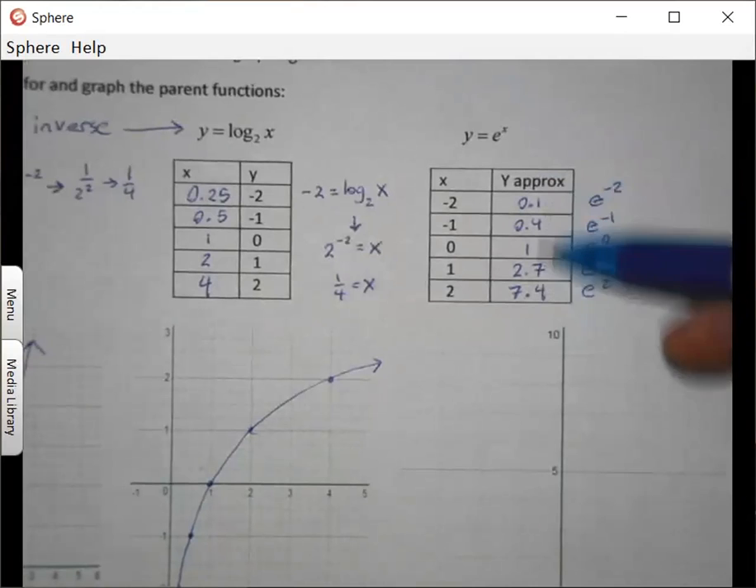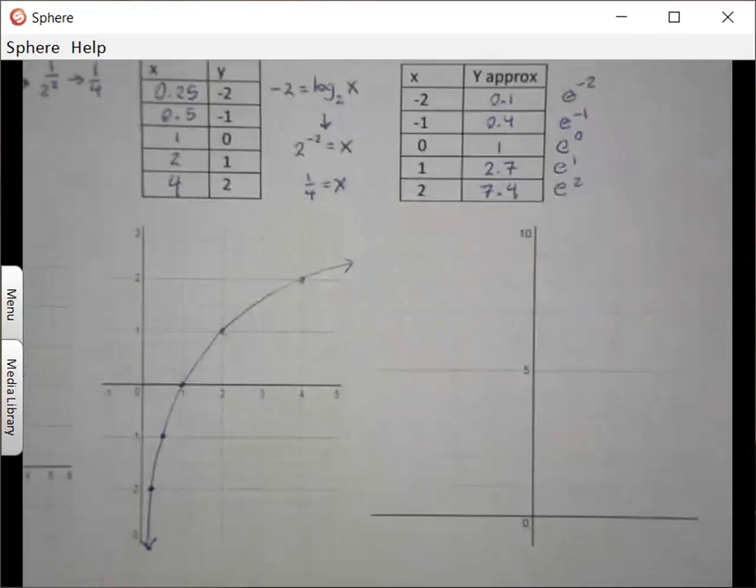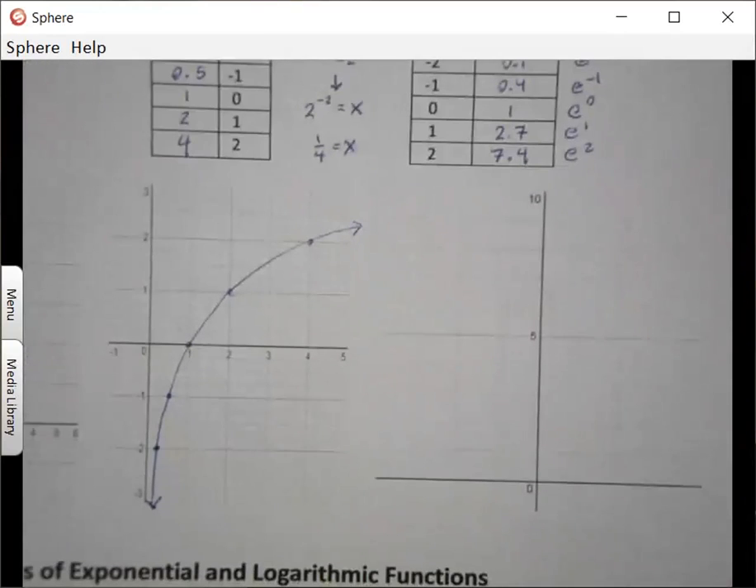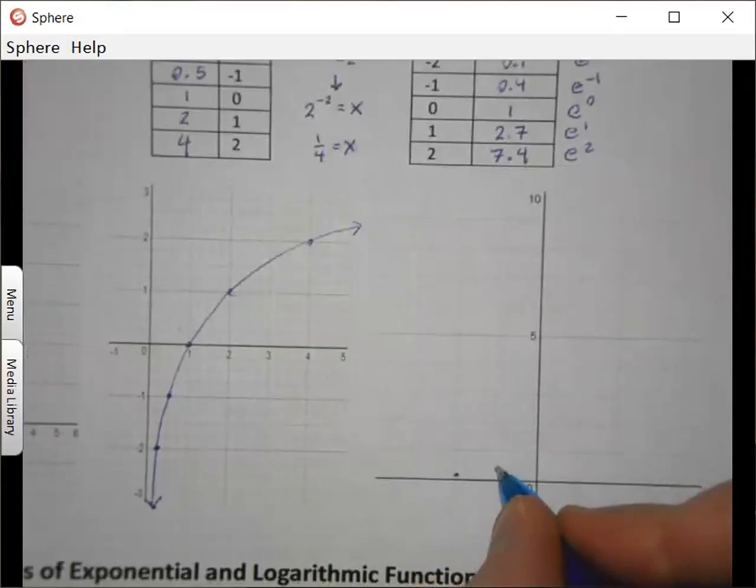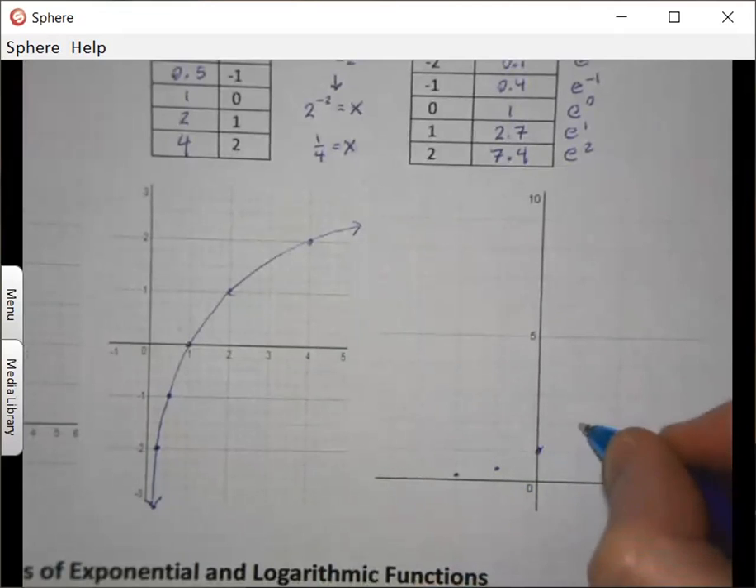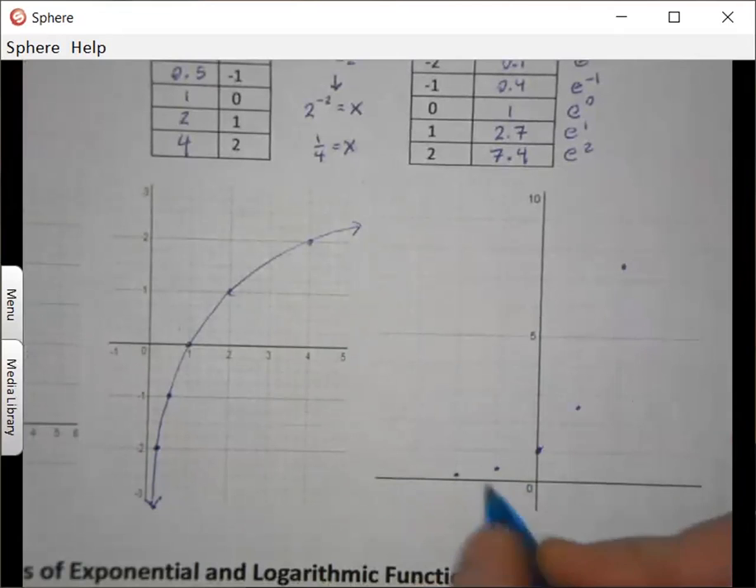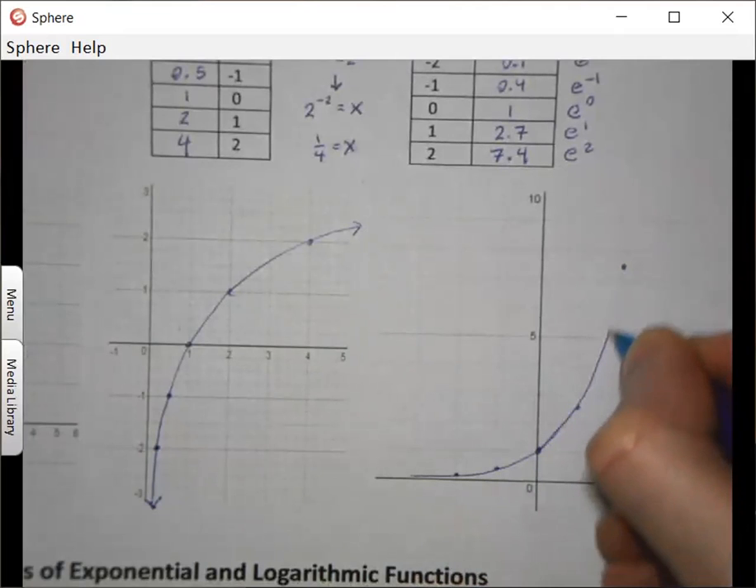So when you're putting in values such as 0.1, you just want to estimate. You can just say that at negative 2 or at 0.1, it's really close to 0. And then negative 1, we're at 0.4, that's close to a half. 0, 1, 1, and 2.7, a little more than a half. And then at 2, we're at 7.4, close to a half. And again, get our nice curve.